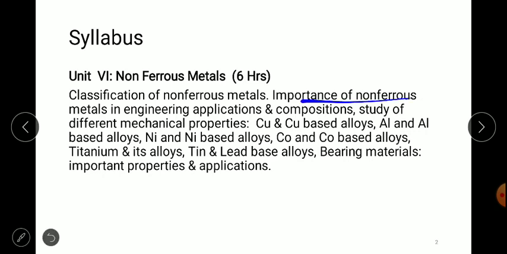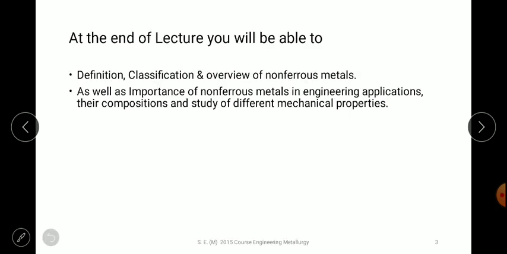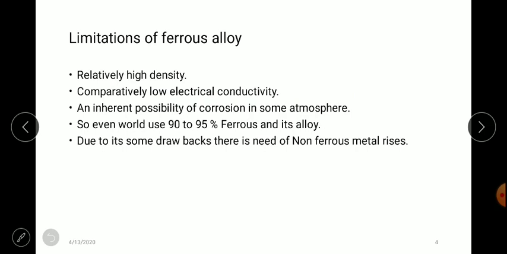The first important part is non-ferrous metals, their application and composition, and a very important thing, the classification of all the different types of non-ferrous alloys. So at the end of this lecture you will be able to classify or name the non-ferrous metals and their alloys, and with that you will be able to answer the applications of those materials.